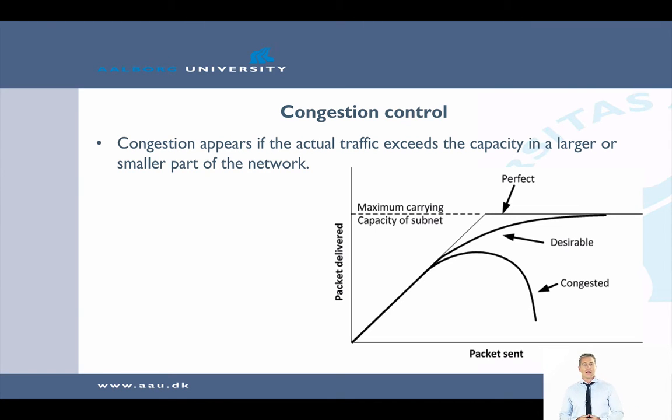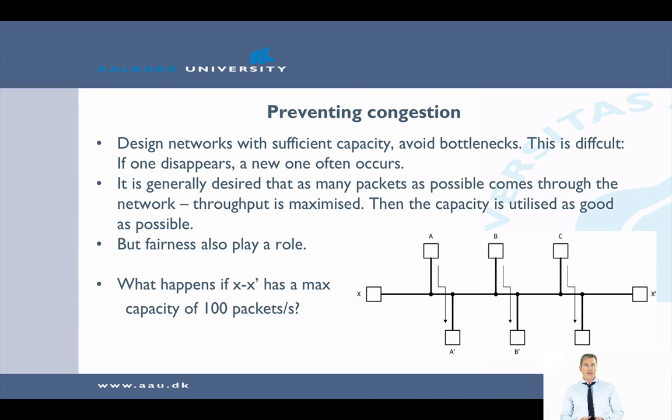When preventing congestion, we can say that, of course, designing networks with sufficient capacity and avoiding bottlenecks is one way of doing it. But the problem is that if one bottleneck disappears, then often a new one occurs, and it can also be really expensive to design networks which can handle all the data that it ultimately can be experiencing. In this case, it's generally desired that as many packets as possible come through the network so that the throughput is maximized. But there is also a fairness game to play here.